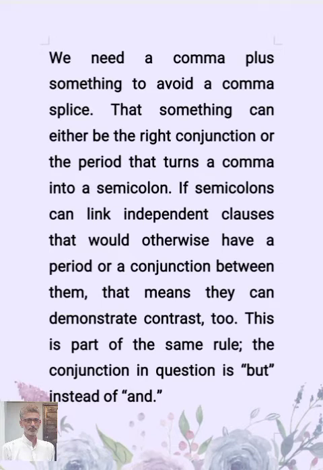Friends, you can see that we need a comma plus something to avoid a comma splice. That something can either be the right conjunction or the period that turns a comma into a semicolon. If semicolons can link independent clauses that would otherwise have a period or a conjunction between them, that means they can demonstrate contrast too. This is part of the same rule. The conjunction in question is but instead of and.